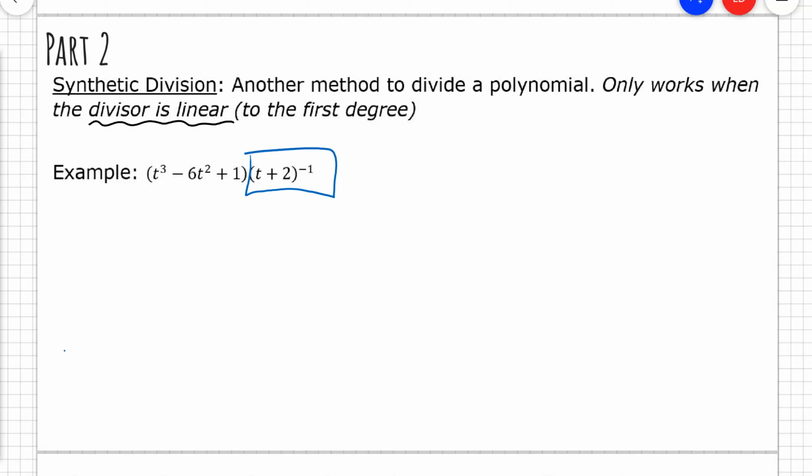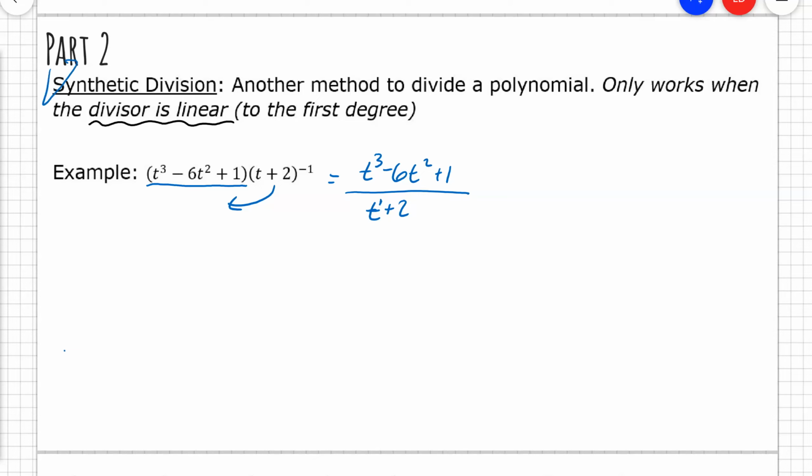Now, this is kind of a review back to your exponents. Remember, when it has a negative exponent, we can rewrite this entire polynomial: this stays in the numerator, and this would need to go to the denominator in order to become positive. So this is now going to be t to the third minus 6t squared plus 1, all divided by t plus 2. Now that we're dividing, notice how our leading coefficient in the denominator is 1.